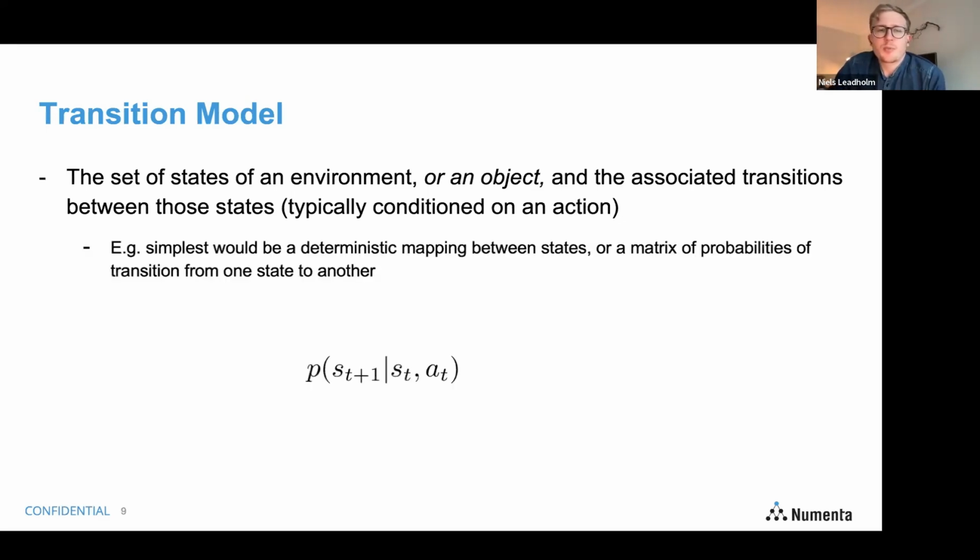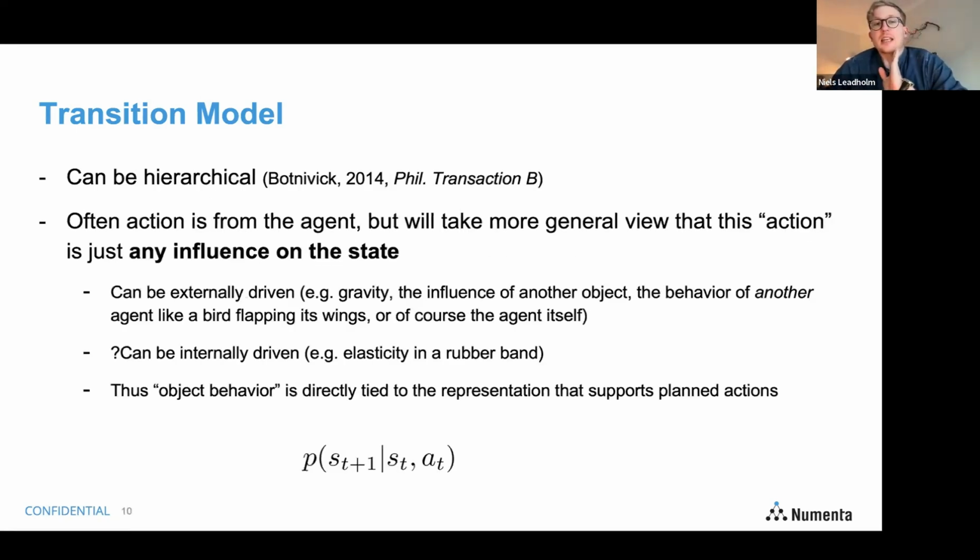And the simplest would be a deterministic mapping between states. So you're in one state and you deterministically transition through a series of states. Obviously, that wouldn't be very interesting. Or you can have a simple matrix of probabilities that basically tells you your chance of randomly going from one state into another state. But more often it's conditioned on an action, and it takes the form of some kind of arbitrary function, which may be probabilistic. And it can be hierarchical.